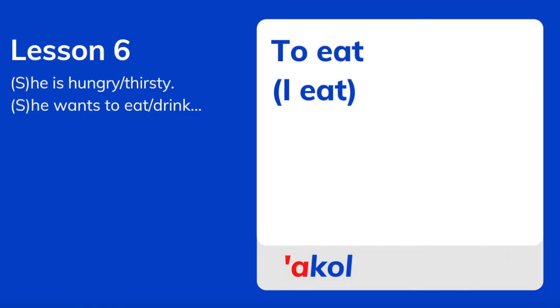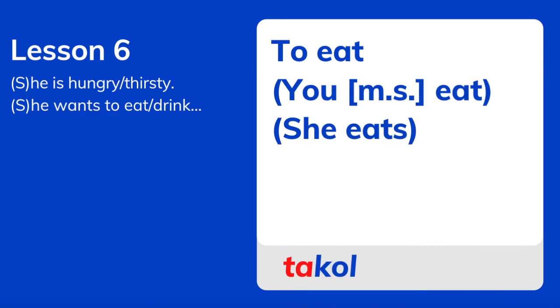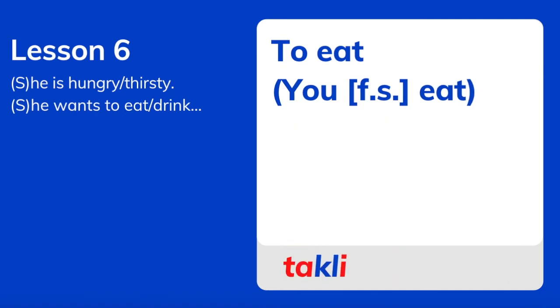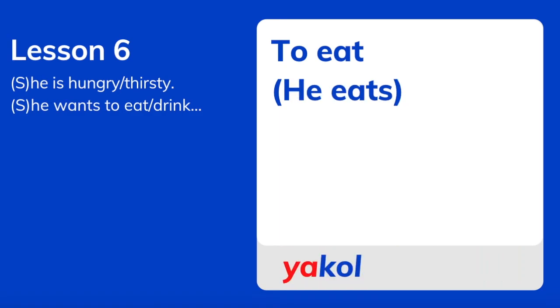Now we've learned that akul means I eat. You eat is takul. Well, it just so happens that this is also the form that means she eats. Now this is going to be real confusing initially. And some of you may ask the question, how are we supposed to know whether to translate it you eat or she eats? And the answer is always context. The context will tell you whether it means you eat for a male or she eats. You eat for a female is takli. And he eats is yakul.